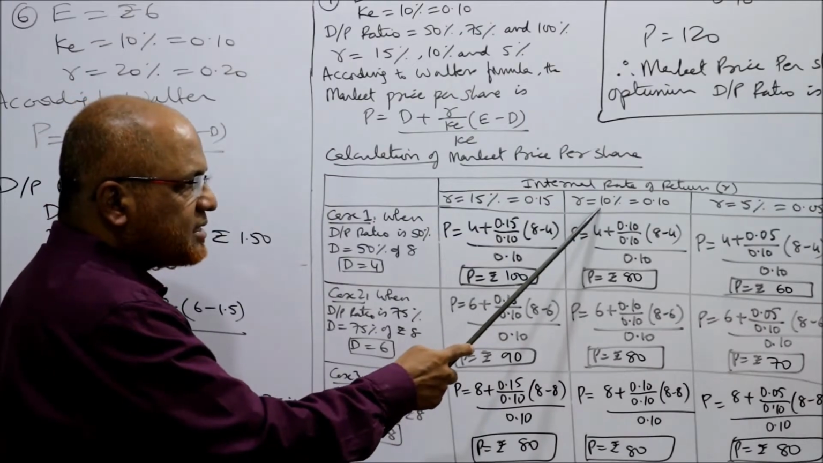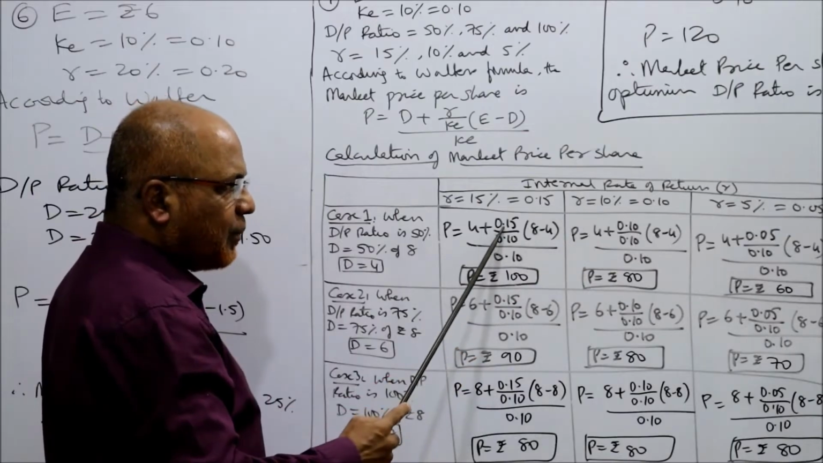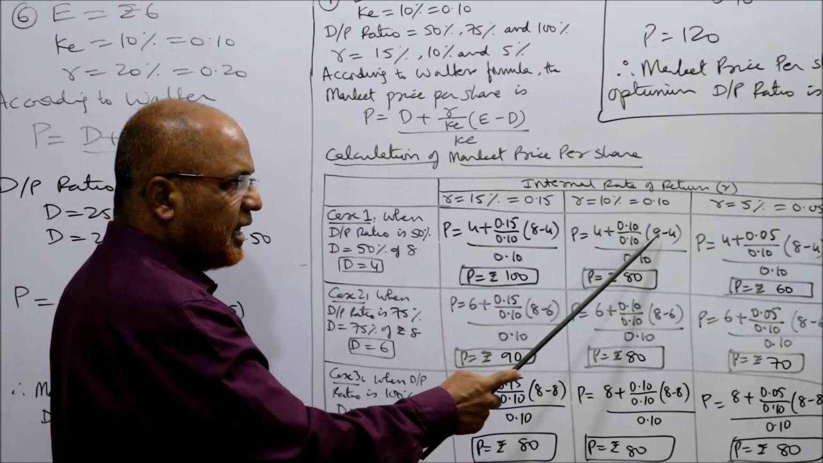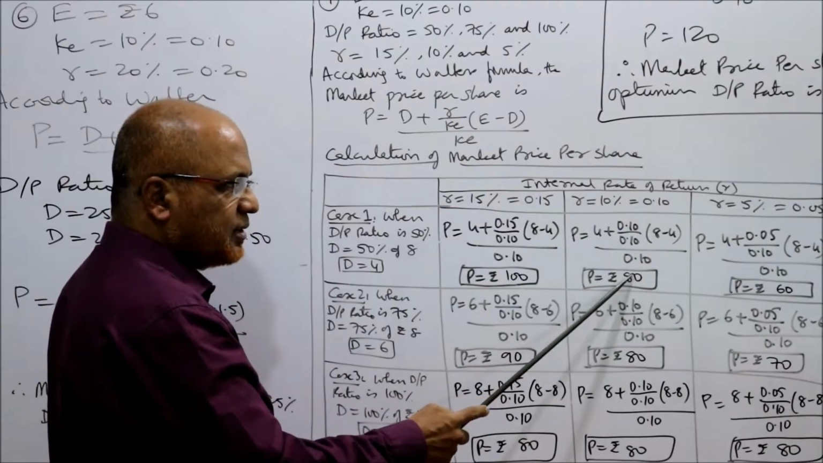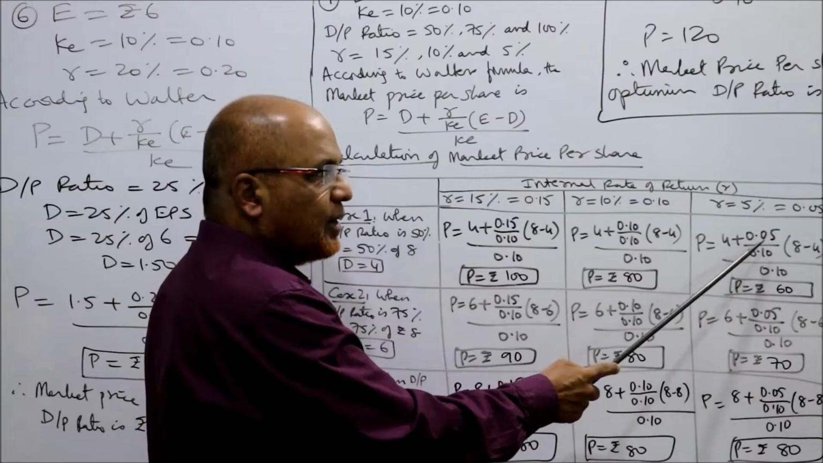Now come to 10% IRR. P is equal to D plus R, where here it was 0.15, now here 0.10. The rest of the values are the same. 8 minus 4 divided by 0.1, 80 rupees. P is equal to D plus R. R has changed to 0.05.